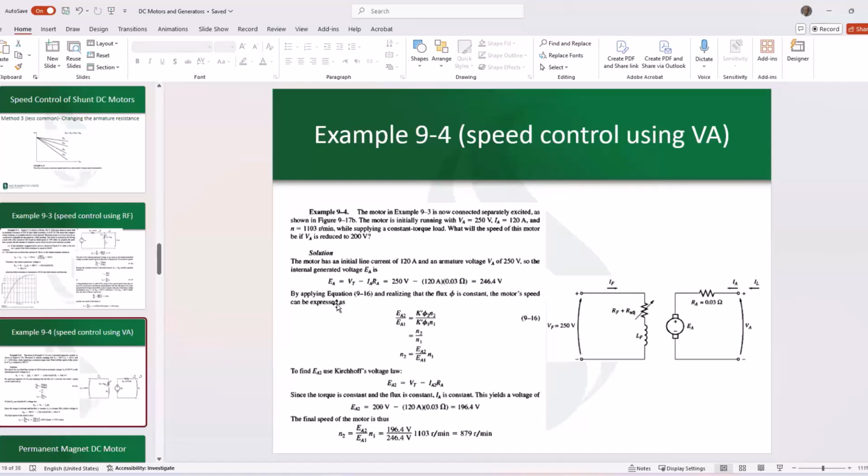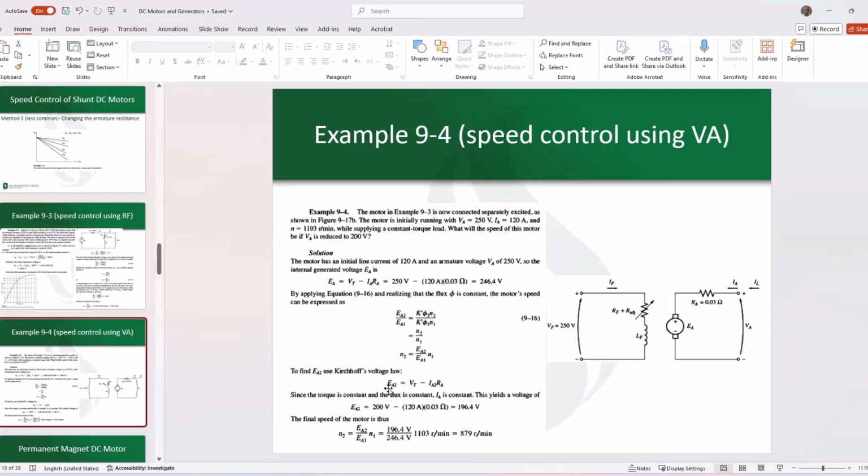By applying equation 9.16, which is the ratio of the internal voltages, or the armature voltages, based on K phi N, we get EA2 over EA1 equal to N2 over N1. Since K prime is the same, and phi 1 would also be equal to phi 2 because the field circuit has not changed. There is nothing changed in the field circuit, IF, so there would be the same flux in the two conditions. Therefore, N2 would be found from EA2 over EA1 times N1.